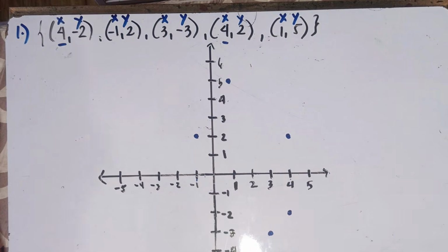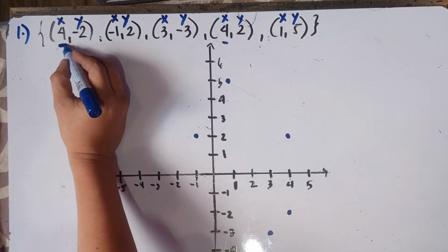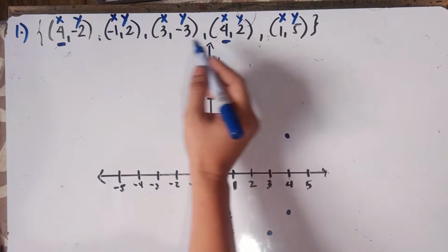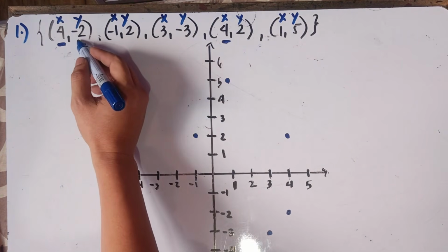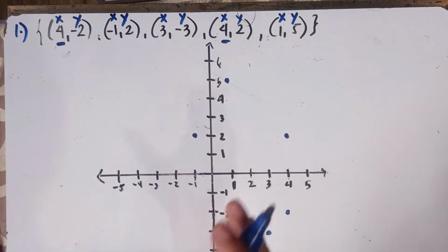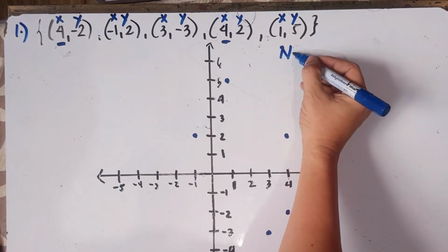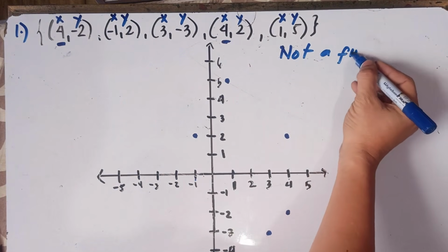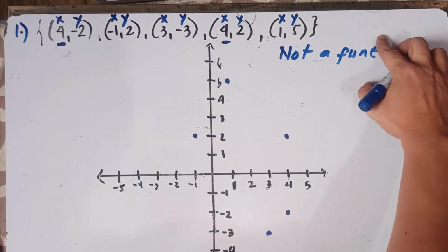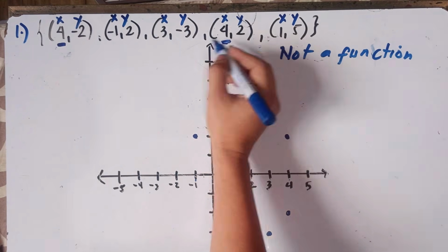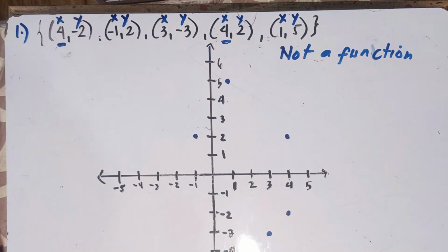Once again, class, if the x value is repeating with different outputs, we have negative 2 and then positive 2. Automatically, class, just based on this given ordered pair, we know this is not a function. Okay, this is not a function, class. Automatically, by just simply checking that the x value is repeating, of course, we know this will not be a function.